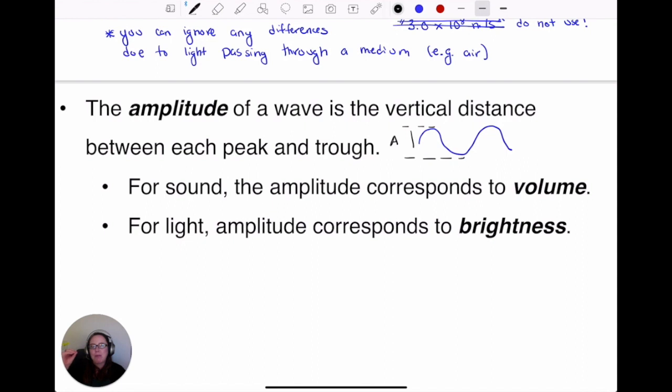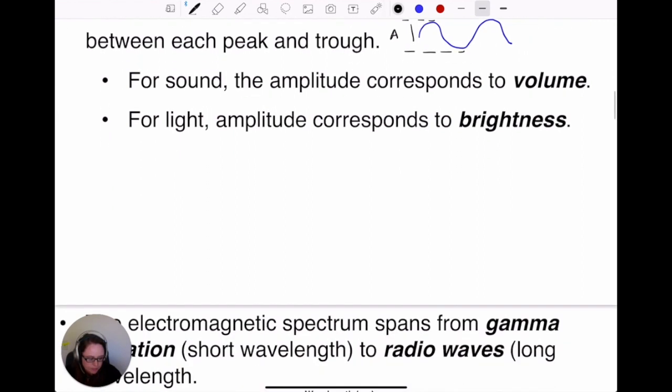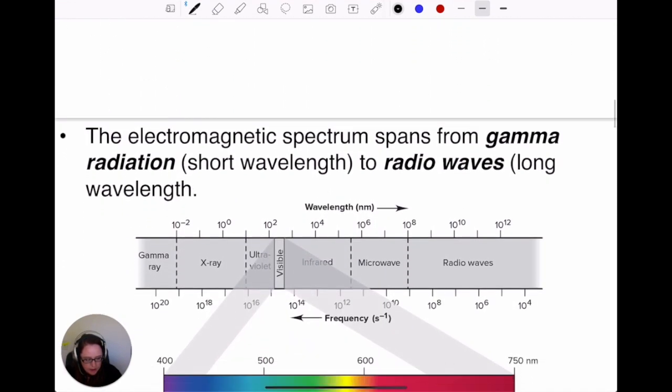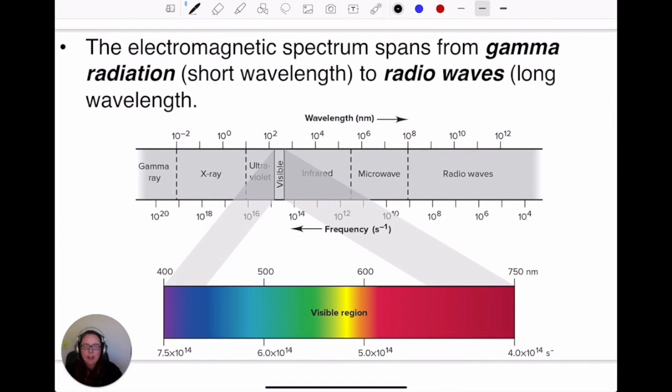And then for light, the amplitude corresponds to brightness. So if you have a really bright source of green light, that means that we have the same wavelength, the same frequency, the same speed, but that amplitude is bigger. So we're growing the height of our wave. Okay. And then the electromagnetic spectrum spans from gamma radiation, which is going to be very short wavelength, to radio waves, which are long wavelength. So we have this really large spectrum in terms of wavelength.